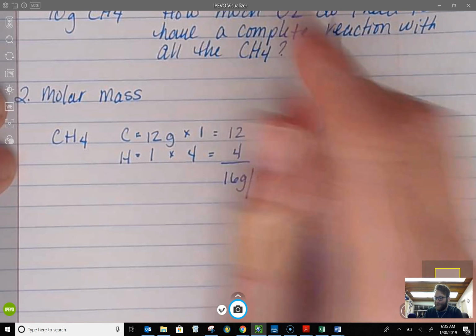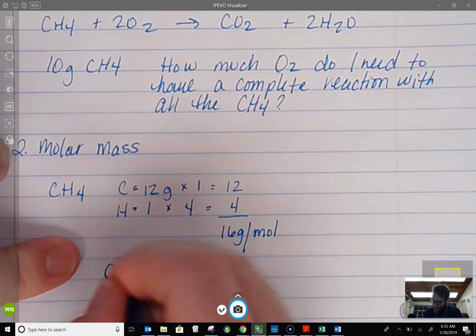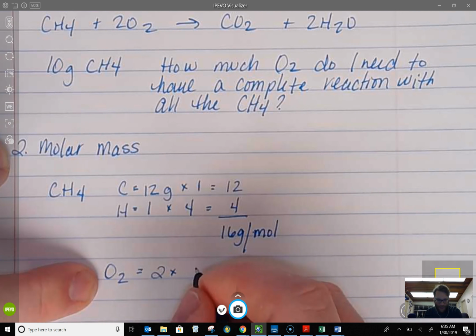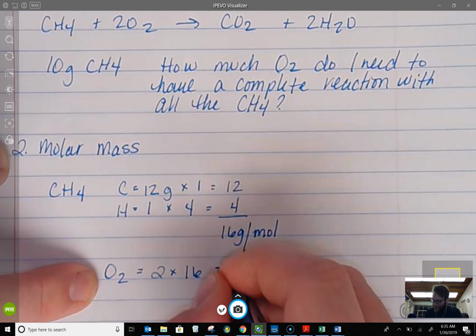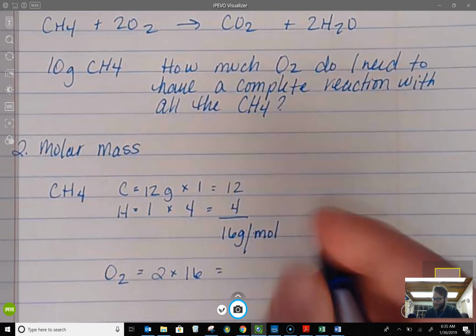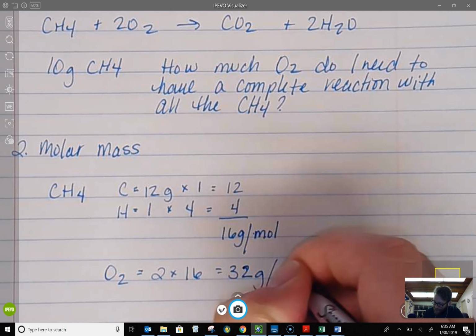Okay. All right, so now let's figure out what I need for oxygen. For O2, that means there are 2 oxygens together. Each oxygen has a mass of 16. So that means for my final value, I would have 32 grams. That's how much mass it would take to equal 1 mole.